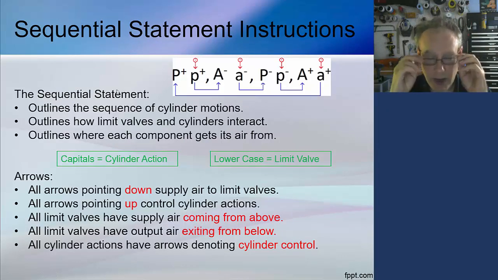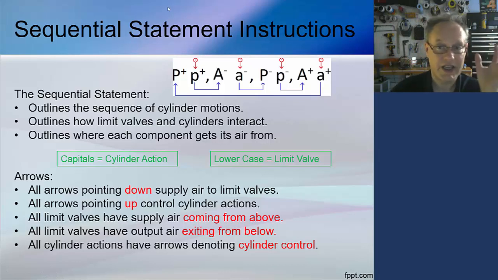Essentially, right now, we can just see in this sequential statement that every single limit valve gets air directly from supply. That's what that symbol is for. It indicates that air is coming directly from supply, right from the pressure regulator. Okay, good. So all arrows pointing up control cylinder actions.